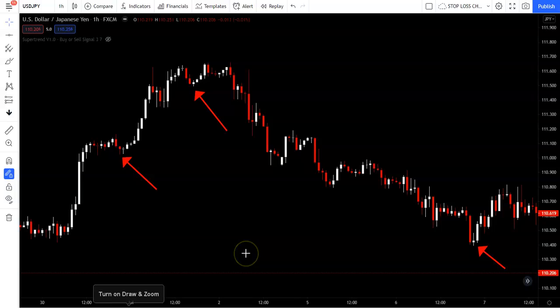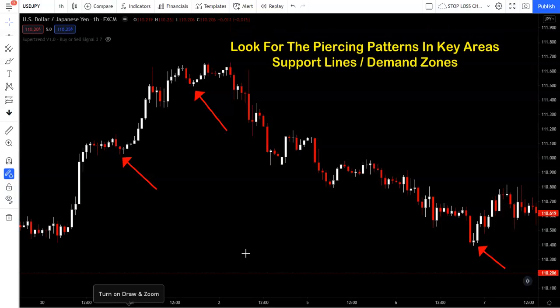Just become knowledgeable of the chart patterns so that you can utilize them in your trading journey and become profitable in the market. What we're doing right now is training our eye to see these patterns so we can acknowledge them when we come across them in the markets. We're going to make sure we look at those in key areas, most definitely on your support line and also your demand zones, so that you can utilize those for reversals in the market.